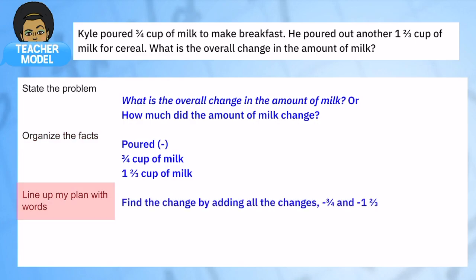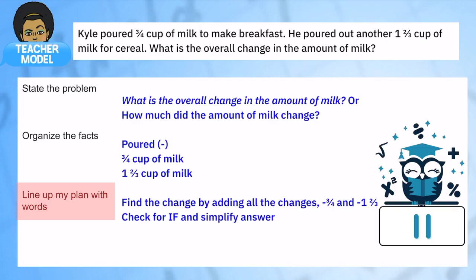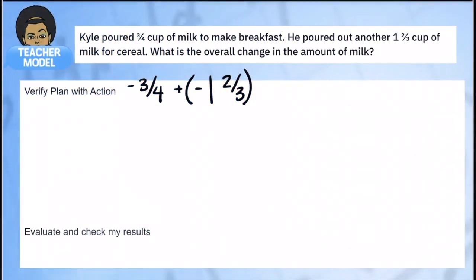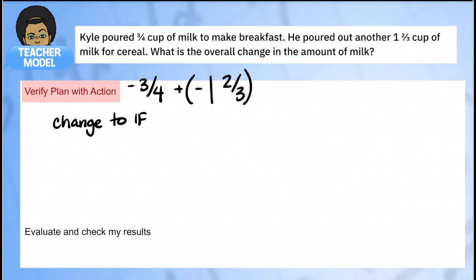So here's my plan. I'm going to find the overall change by adding all the changes. I'm going to add -3/4 and add -1 2/3. And then I'm going to make sure that my final answer is not an improper fraction and that it is a simplified answer. Hit pause so you can jot this into your notes. Here's my expression. So I have -3/4 plus -1 2/3. And the first problem I'm going to have is I'm going to have to change this to an improper fraction. I can't add those up as is.